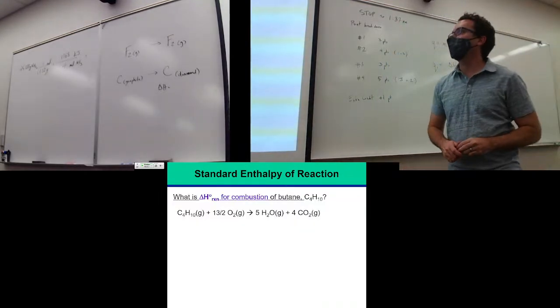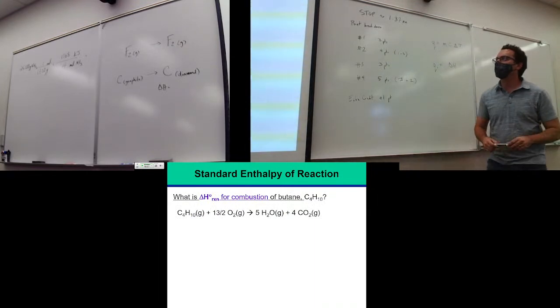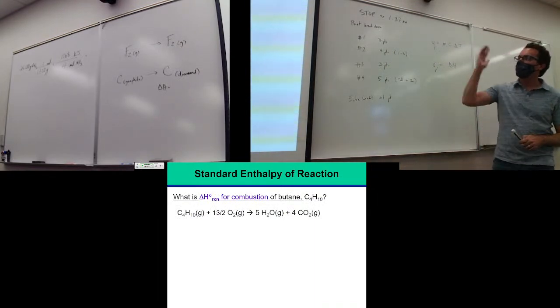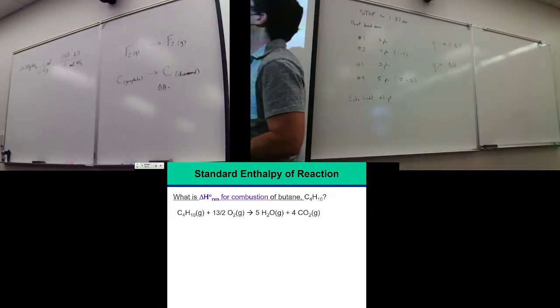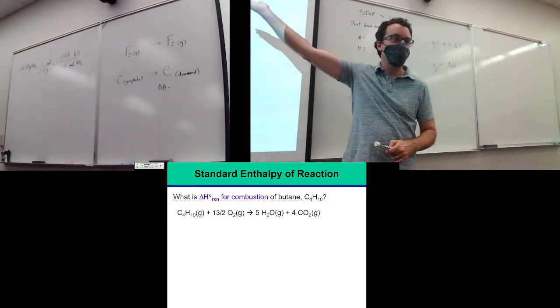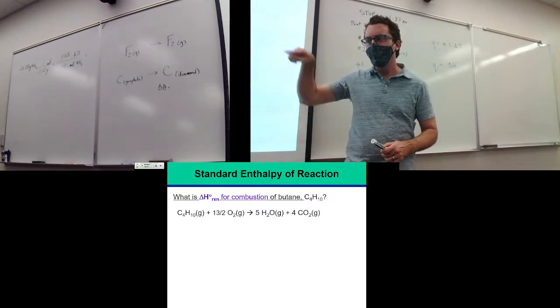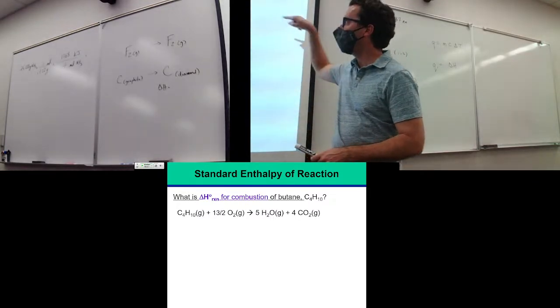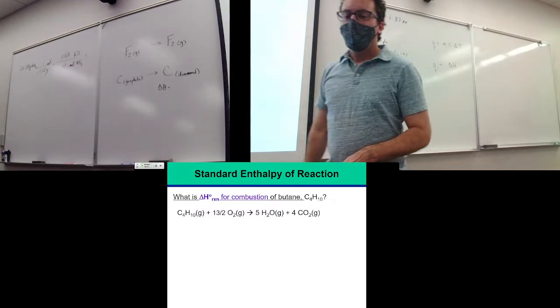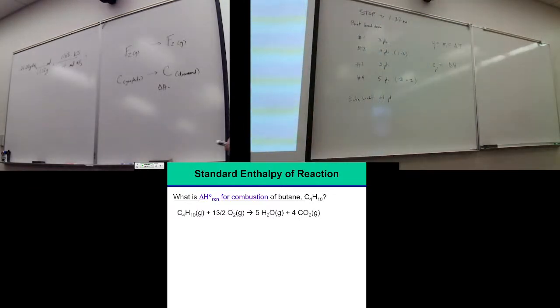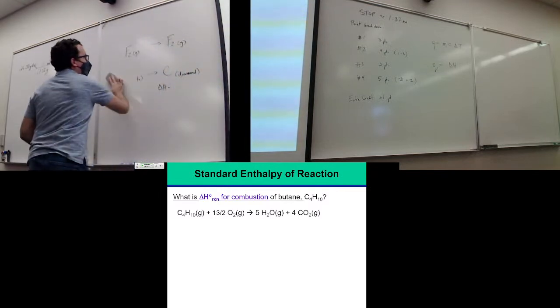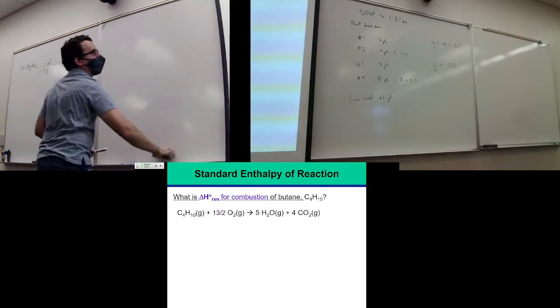So let me show you how this thing works. What if I wanted to calculate the delta H of reaction for this reaction? What is delta H equal to for this thing? So this is not a formation reaction. This is just a regular reaction. So we would just write the generic delta H RXN. What I would do is I would go ahead and look up all of these values. So this is how I do it. I'm going to write down this equation.